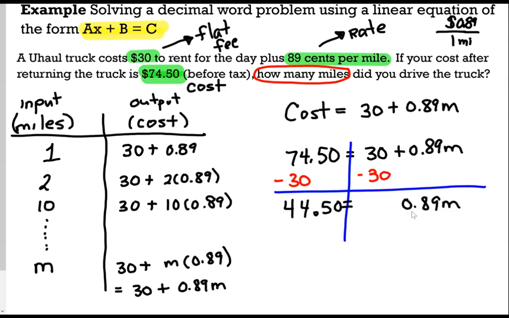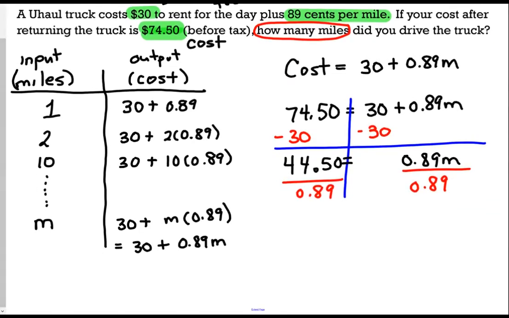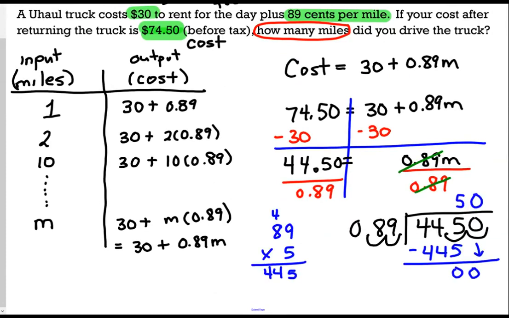All right, divide both sides by 0.89. All right, we need some long division here. We end with 50 is equal to m.